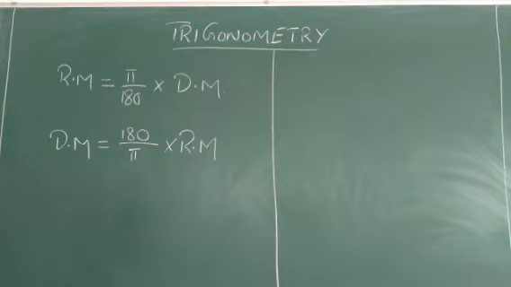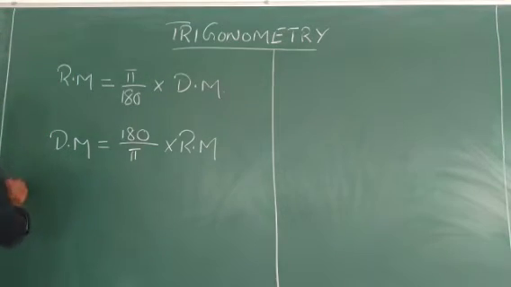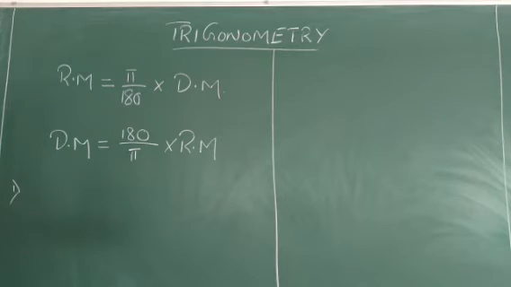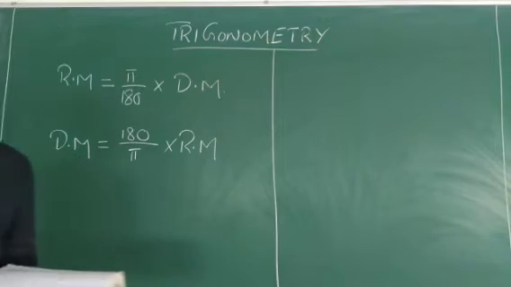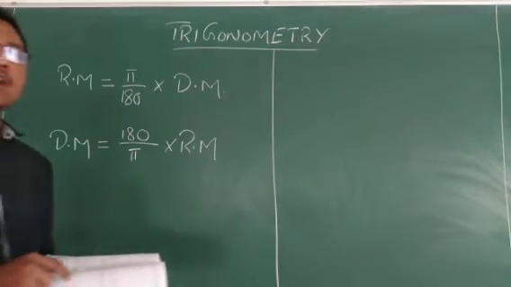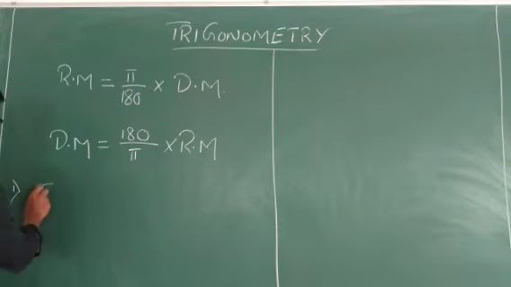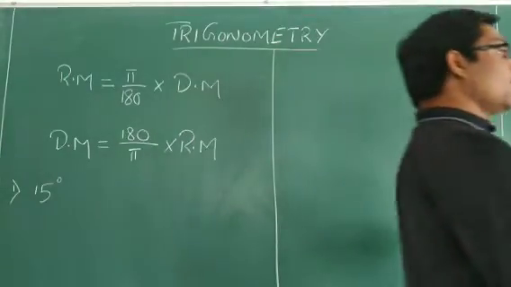Now let's see some problems based on these two. From your textbook, let us take one example. In the first problem, convert the following angles measured in degrees into radians. That means in the question degrees is given, and we have to convert that into radians. So the first question is 15 degrees. We have to convert 15 degrees into radian measure.